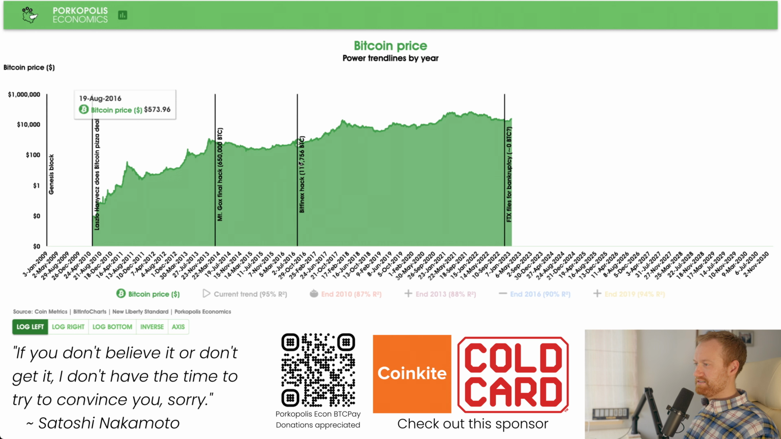The Bitfinex hack, 120,000 Bitcoins in August 2016, and then the FTX debacle. Apparently, they didn't really have any Bitcoin. We'll see in the future, but definitely they had a lot of synthetic, fake Bitcoin balances that people supposedly had and then didn't have after they filed for bankruptcy on November 11th and 12th, 2022. So we have those big negative events for Bitcoin so we can see how the price has reacted over time and where it is today.